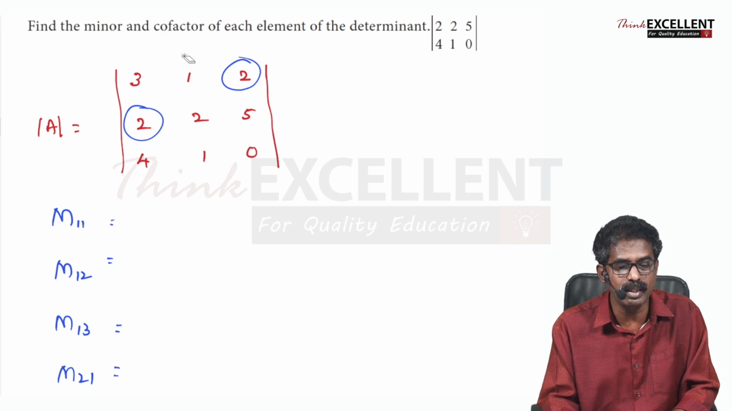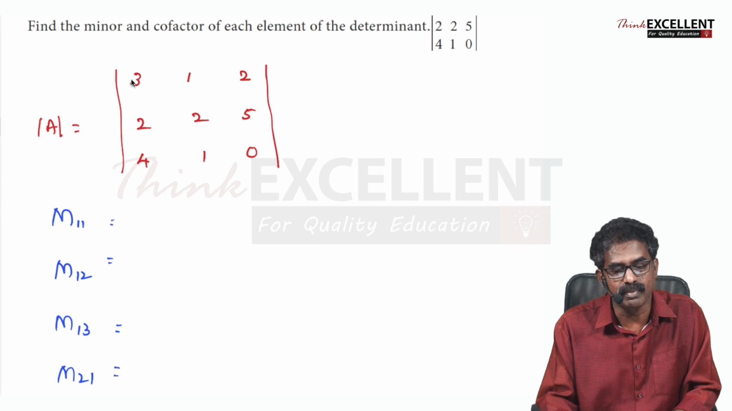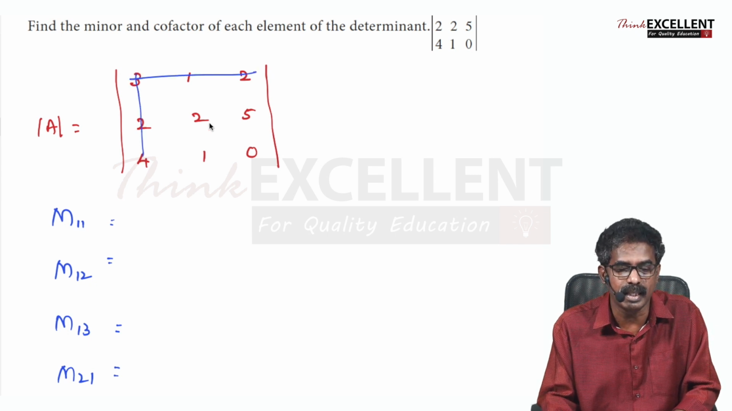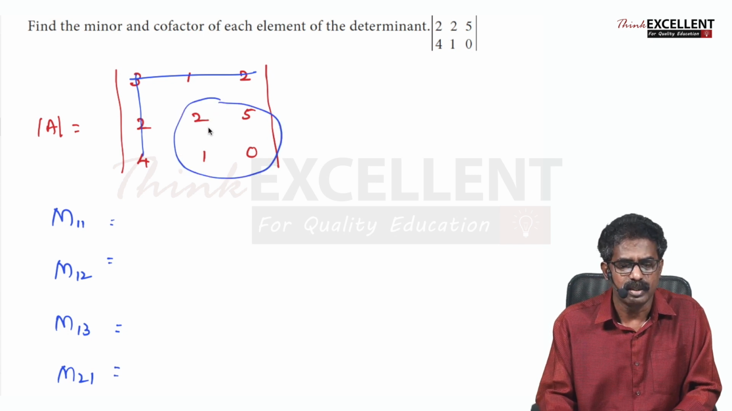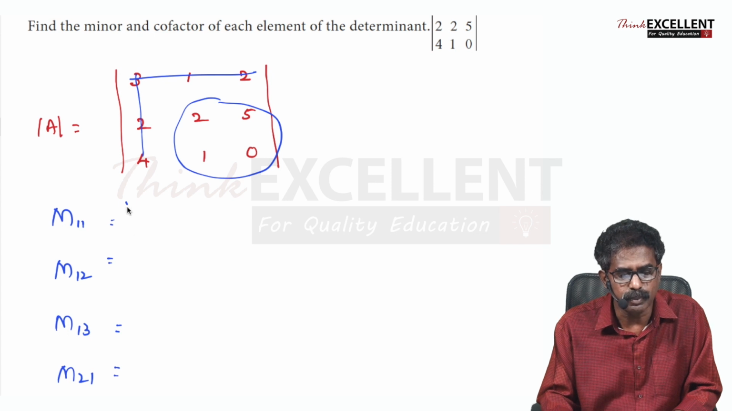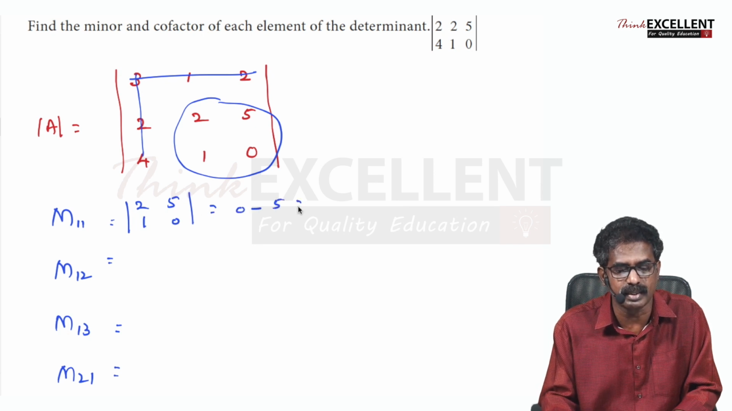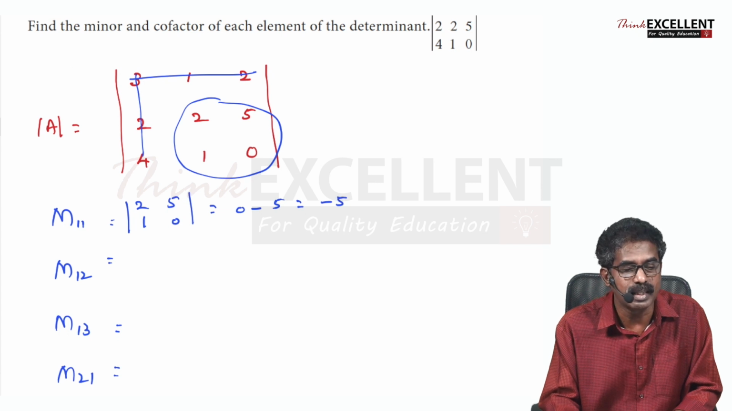But how to calculate? That's very simple. If I want to find the minor of 3, leave that row, leave that column. Take the remaining, and simplify directly and write. If you want, you write the steps. What is that? 2, 5, 1, 0. And you simplify: 2 into 0, 0 minus 1 into 5 is what? 5. So the answer is minus 5. Like this, you can find the minor of every element.